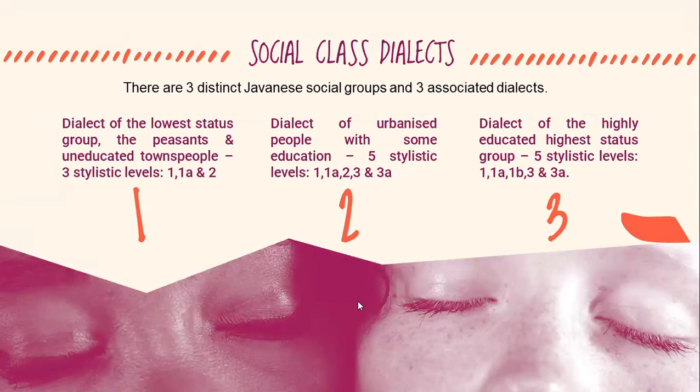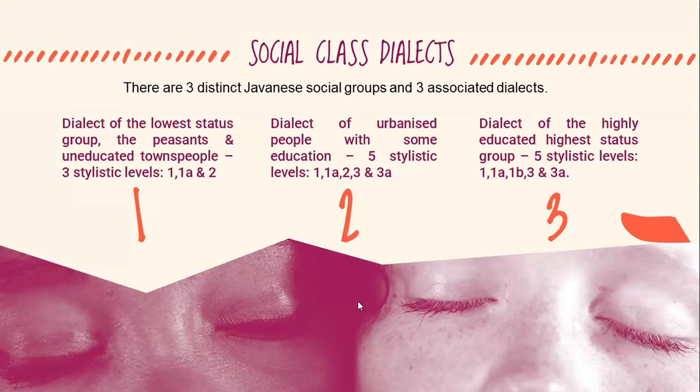Social class dialects: there are 3 distinct Javanese social groups and 3 associated dialects. The dialect of the lower status group, the peasants and uneducated townspeople, they are expected to acquire.